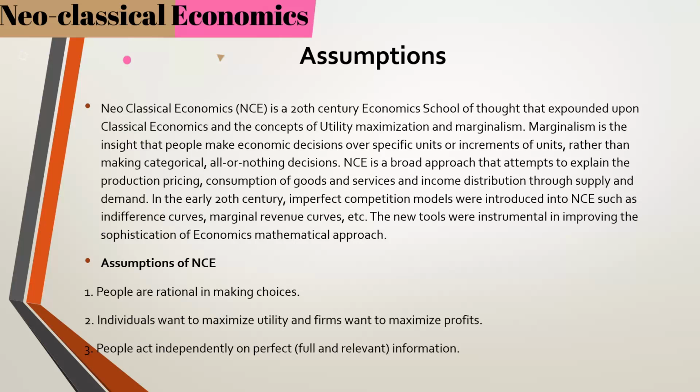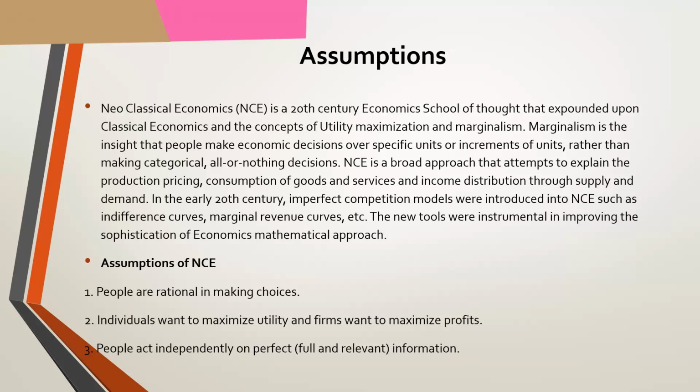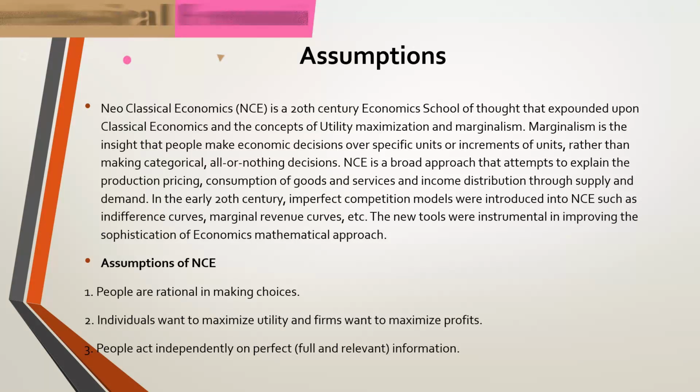So, marginalism is the insight that people make economic decisions over specific units or increments of units rather than making categorical all or nothing decisions. Now, from your first principles of economics, you would have learned that rational people think at the margin. So, this was the school that brought about all of those things.